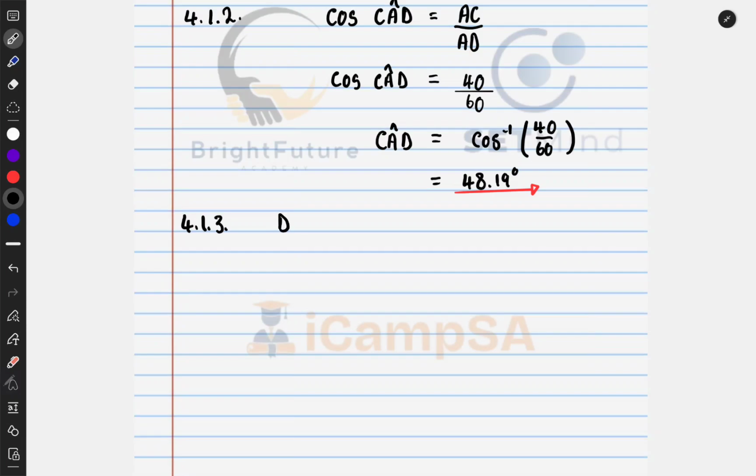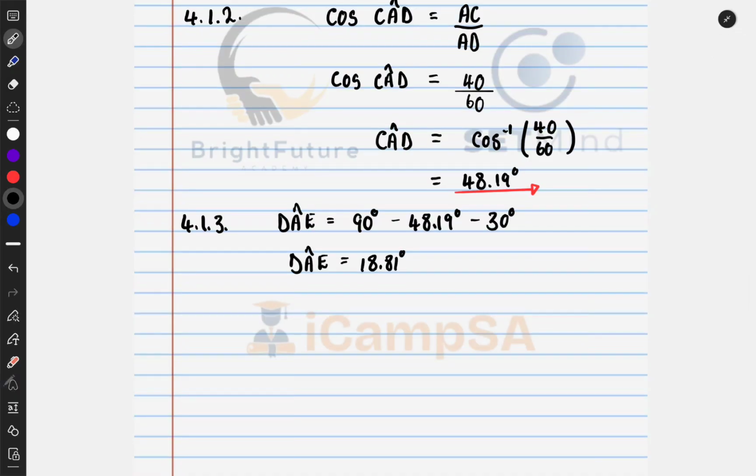4.1.3. Angle DAE is equal to the angle 90 degrees minus 48.19 degrees minus the 80 degrees angle that we were given. Therefore, angle DAE is equal to 90 minus 48.19 minus 80 degrees, which is equal to 11.81 degrees.